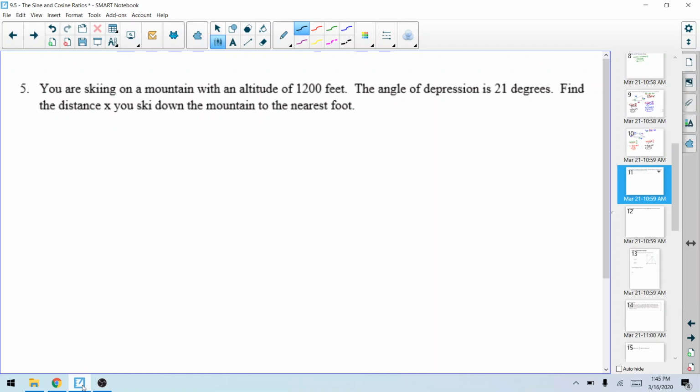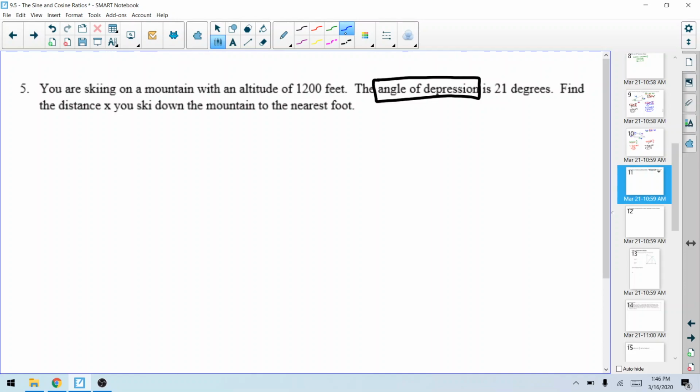Example number 5, angles of elevation and depression. You are skiing on a mountain with an altitude of 1,200 feet. The angle of depression is 21 degrees. I'm going to put that in a box. Find the distance x you ski down the mountain to the nearest foot. Pause the tape, draw a picture, and then come back and see if your picture matches mine.